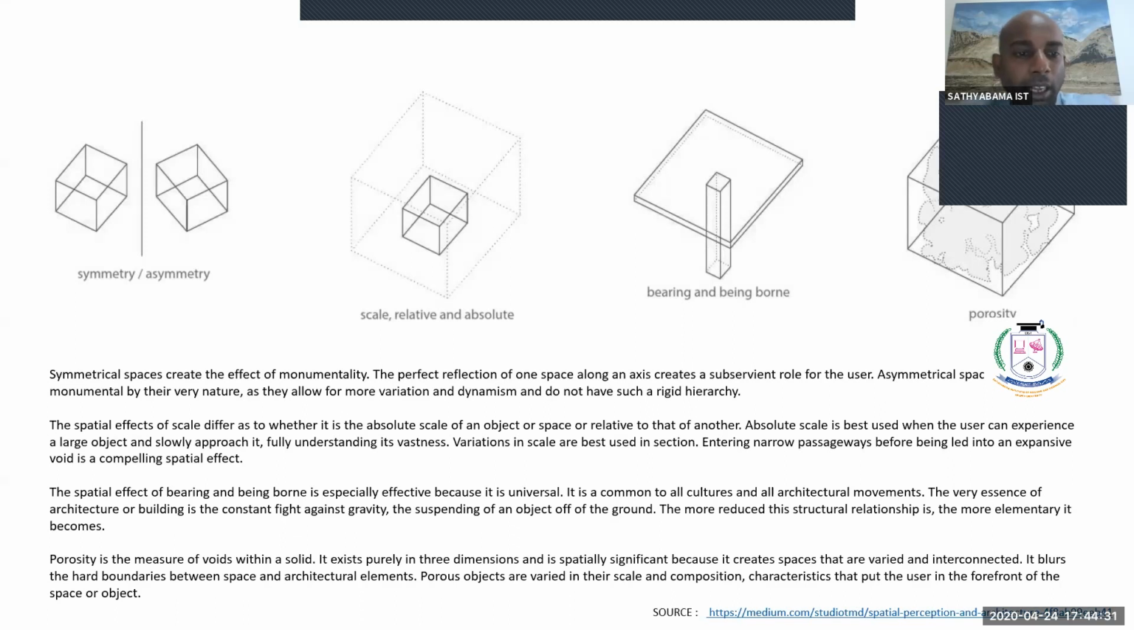Bearing and being born basically means when either a space bears another space, or being born is where it's held by something. So a viewing tower is the case of a space that is being born, whereas a platform or a stage is the example of a bearing space, right? Porosity talks about the skin, right? A more porous space will have more visual continuity with the outside. A less porous space will have less visual continuity with the outside.